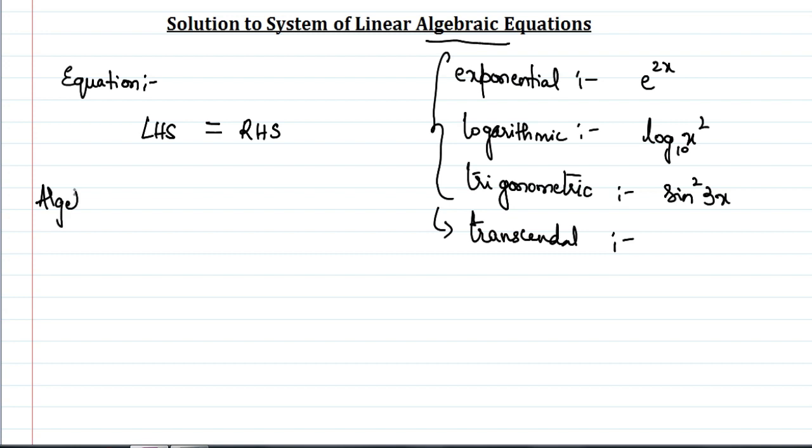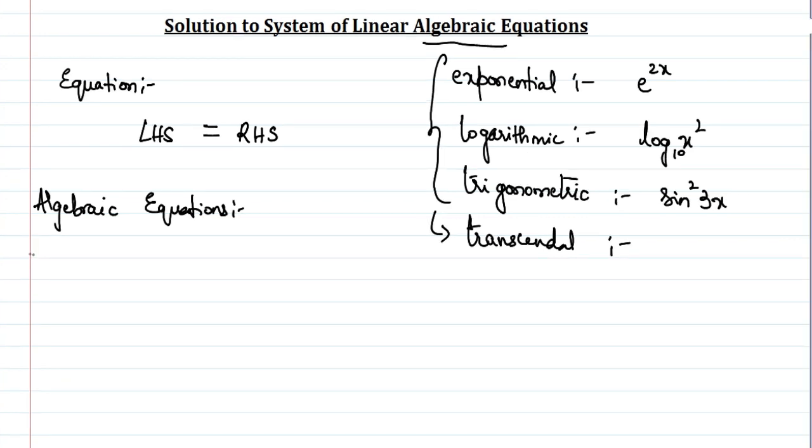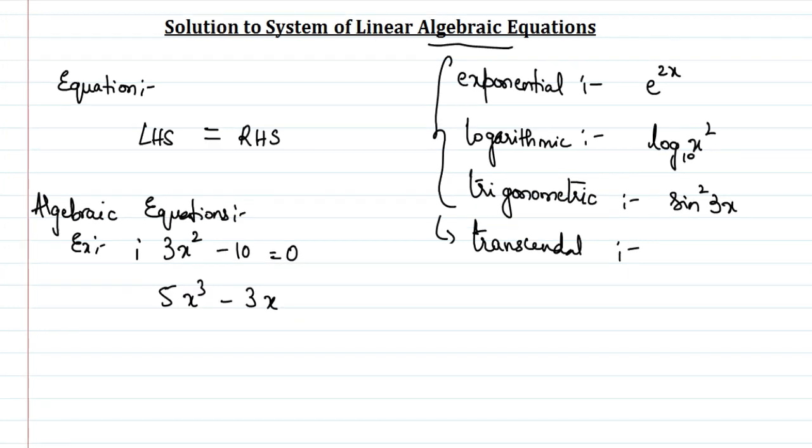So what is an algebraic equation? It is the one which doesn't have any of these terms. It doesn't have exponential, logarithmic or trigonometric terms. It just has some variable raised to some power. An example is 3x square minus 10 equals 0. So this is an algebraic equation. We can consider one more example, 5x cube minus 3x equals 2x square minus 10. Such things are called algebraic equations. That is the simplest equation. If it doesn't have any of these types of terms in it, then we call it an algebraic equation.